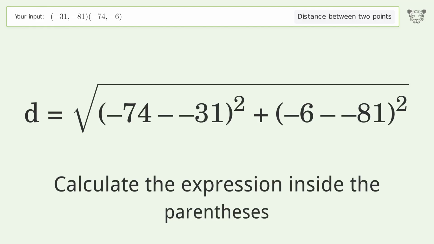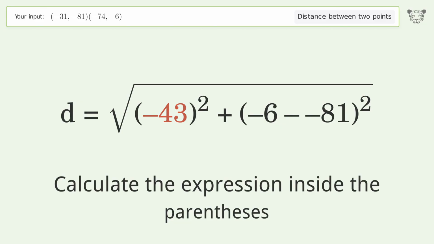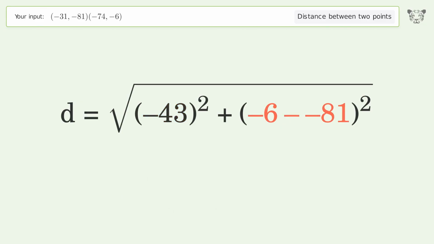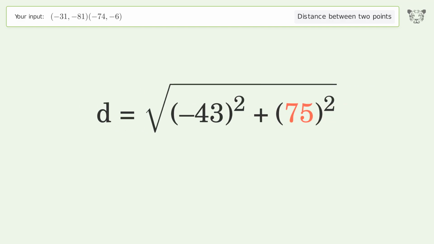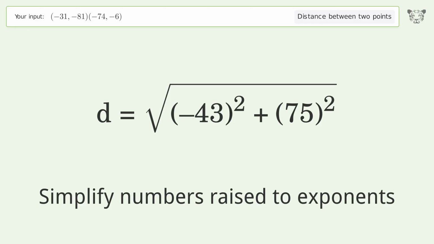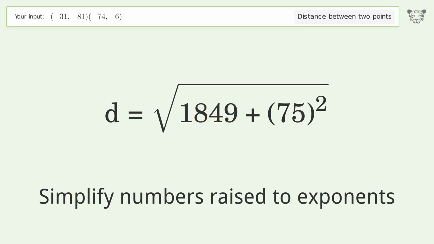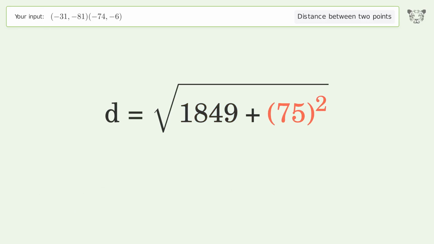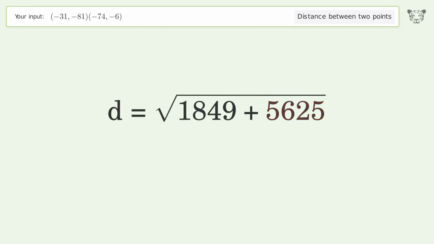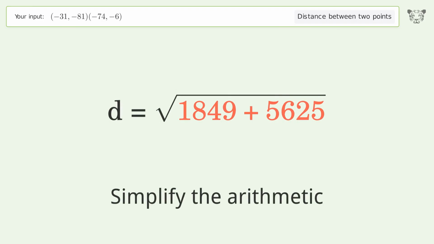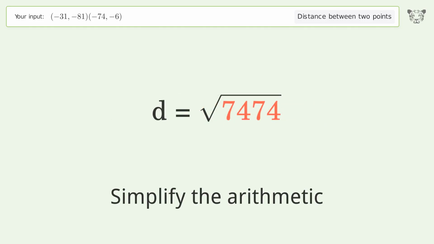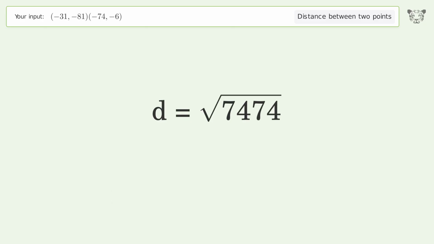Calculate the expression inside the parentheses. Simplify numbers raised to exponents. Simplify the arithmetic. And so the distance between the 2 points is the square root of 7,474, or 86.452.